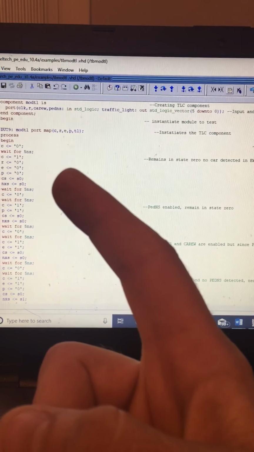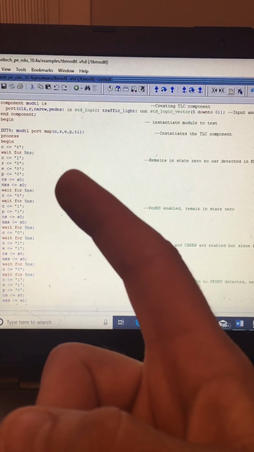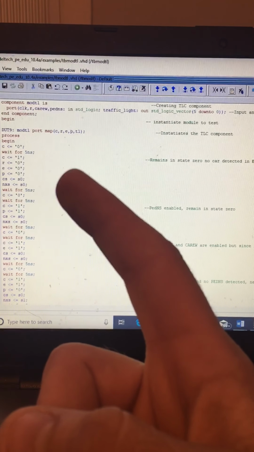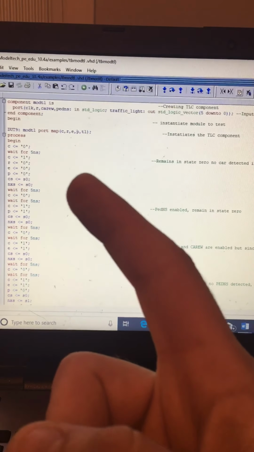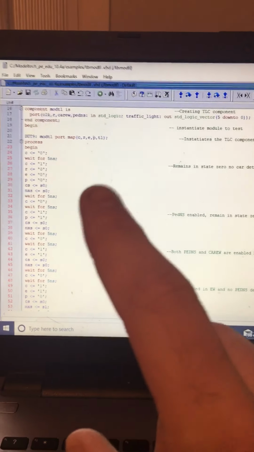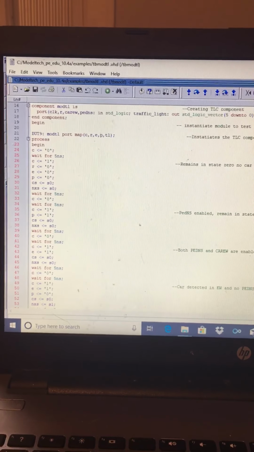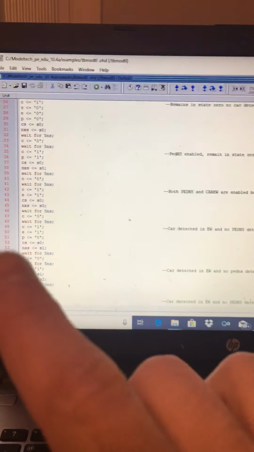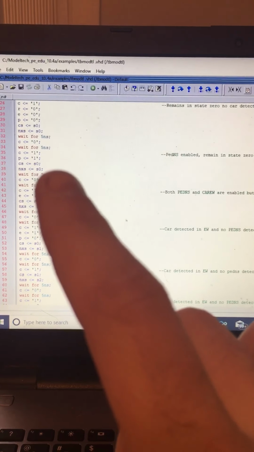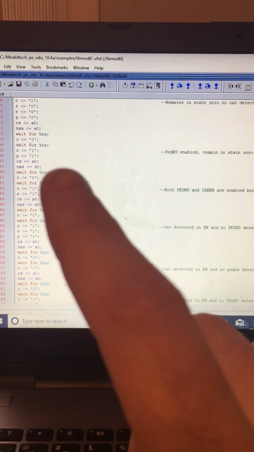Clock is enabled, and reset, car waiting in the east-west, and pedestrian are all disabled. It will remain in state 0. Current state is state 0. Next state is state 0. And at the next rising edge, the pedestrian waiting is enabled, so it will stay as state 0.